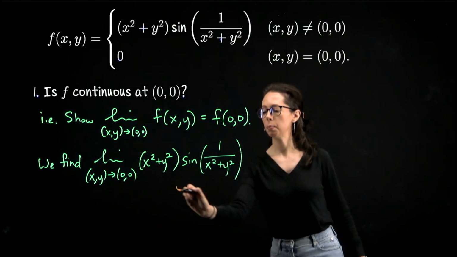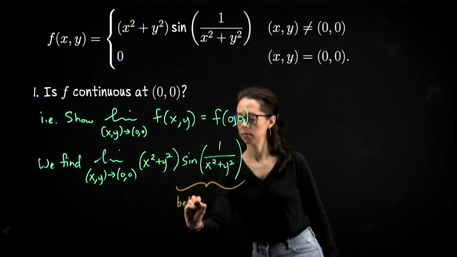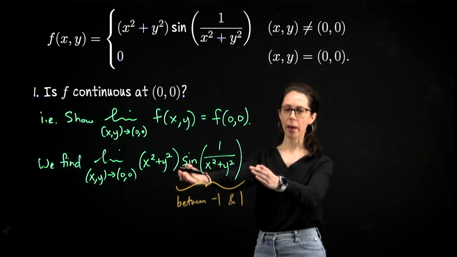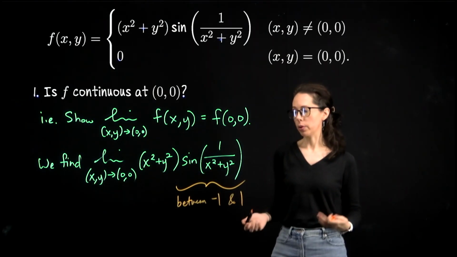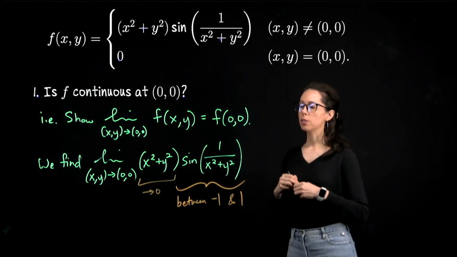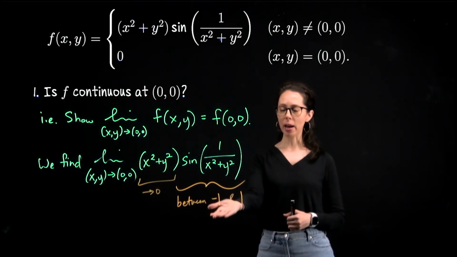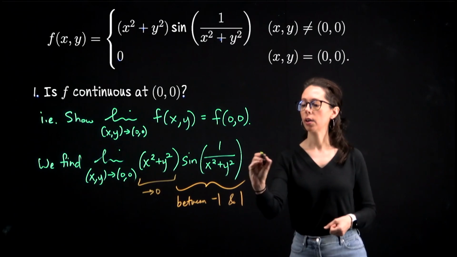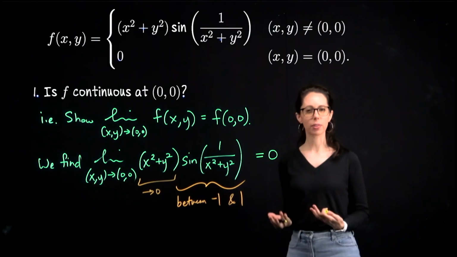And that is because this piece is always between -1 and 1. So this sinusoidal piece here is bounded. And then x squared plus y squared simply goes to 0 as x and y both go to 0. So this behavior right here is not mysterious. So we have the product of 2 expressions, one of which is going to 0. The other is bounded between -1 and 1. Therefore, we can say that this product goes to 0. And I'm going to think of that as an application of the squeeze theorem.